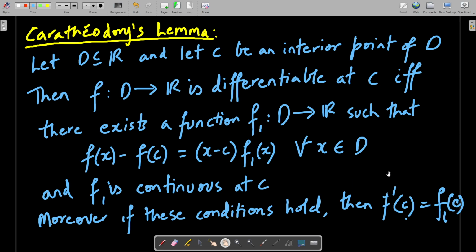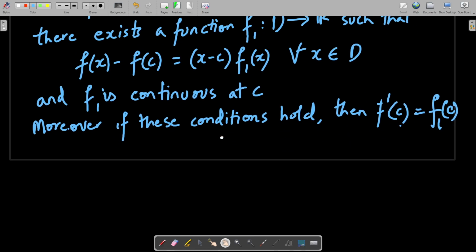There are a few steps involved in this proof. If you want to see the detailed proof, you can click on the I button on top of your screen, which will give you the link to the proof of Carathéodory's lemma that I had covered for the first year students. Now similar to this condition, let us make a condition for two variables. This condition for two variables is called an increment lemma. So let us write it down.